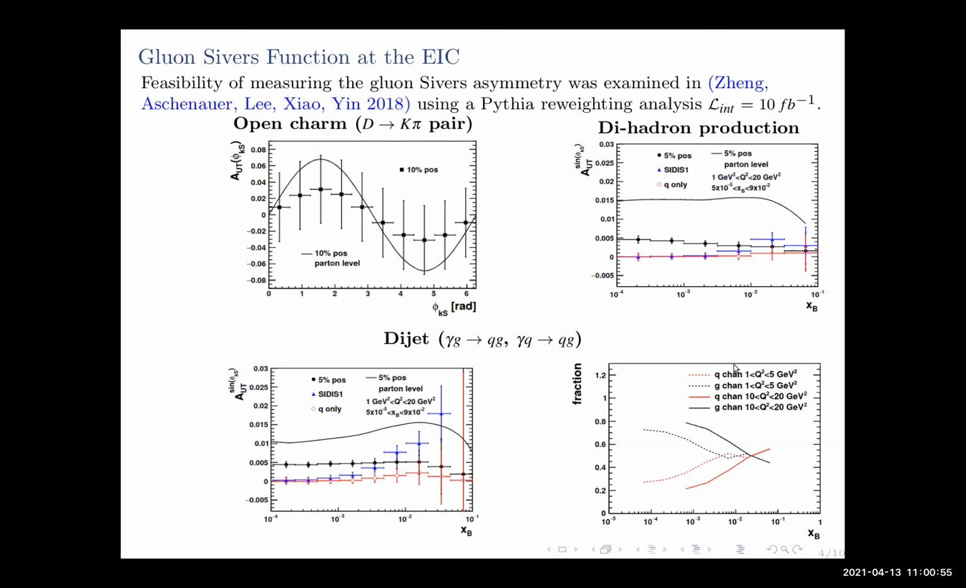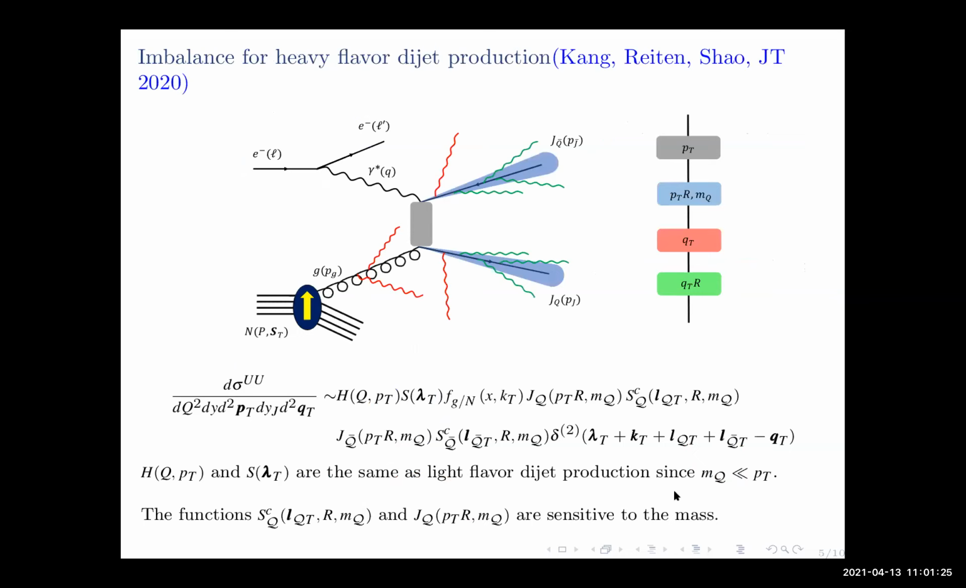Now, because they measure this asymmetry in light flavored dijet production, there are actually two contributions that enter at leading order. So you can have the quark contribution, which is given by these red lines down here. And then there's also the gluon contribution, which is given by these black lines here. Here they plot for different values of Q squared. And you can see that even at relatively small values of x, it's actually a pretty significant background, which is coming in their analysis from the quark-Sivers function. So in order to isolate a gluon in the initial state, we decided to study the dijet imbalance for heavy flavor dijet production at the Electron-Ion Collider.